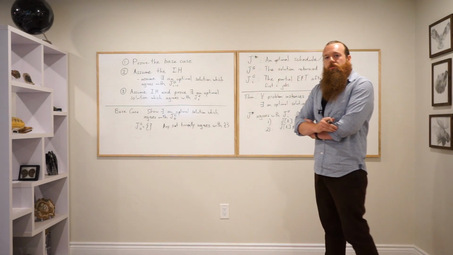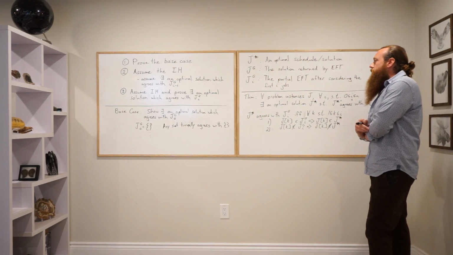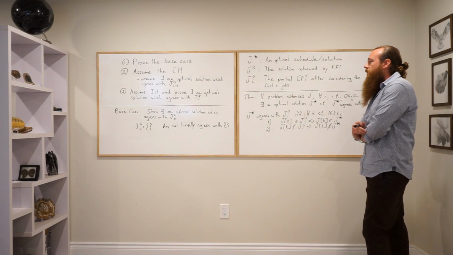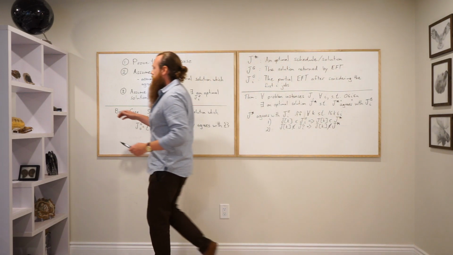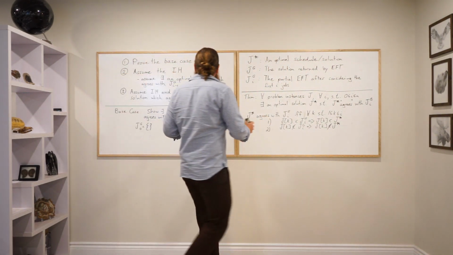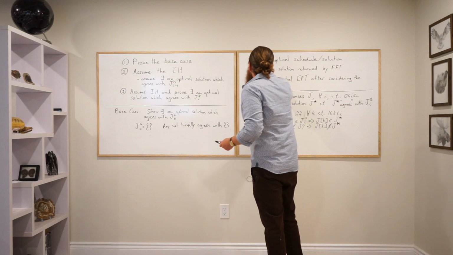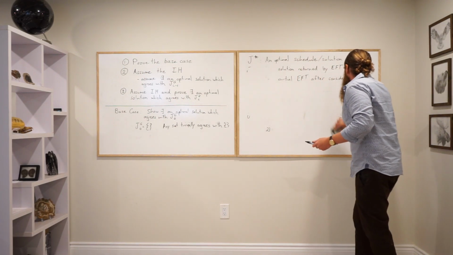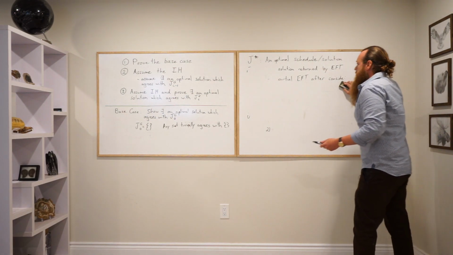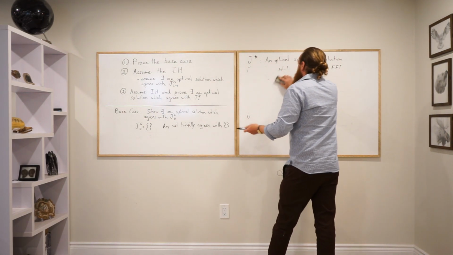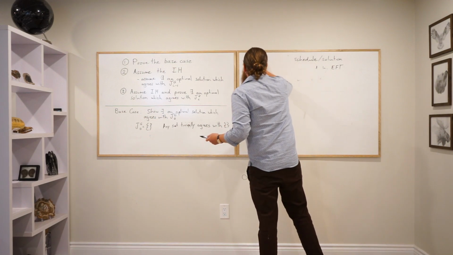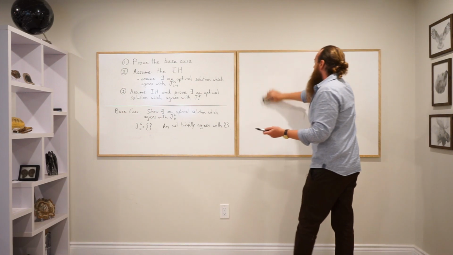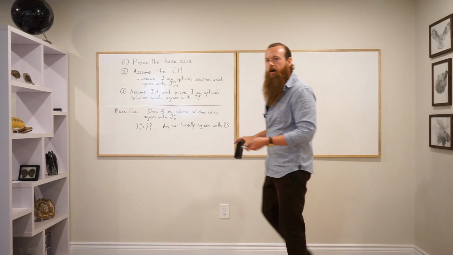But now we get to the actual meat and potatoes of the proof. I have to really do step 3. So I'm going to assume the inductive hypothesis and try to prove that there exists an optimal schedule, an optimal solution, which agrees with my greedy solution after i choices, assuming that there exists an optimal solution that agrees with the first i minus 1 from the inductive hypothesis.